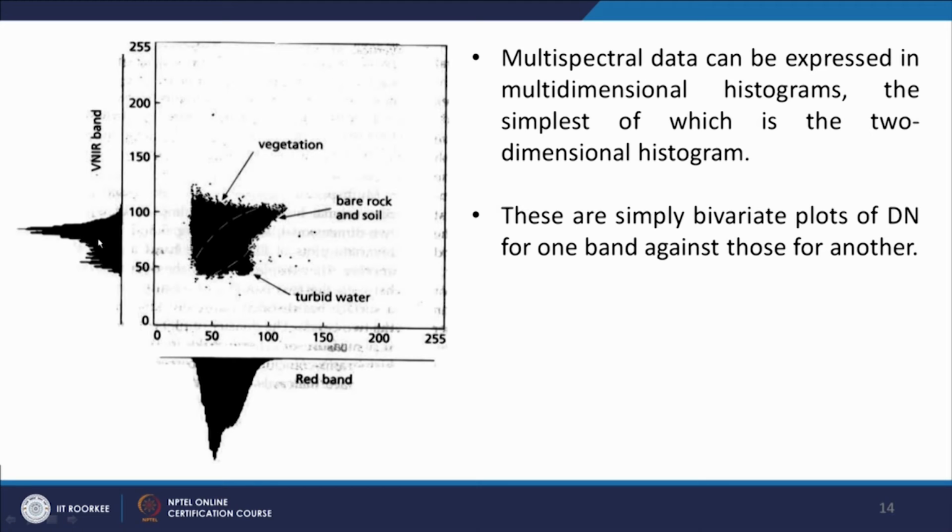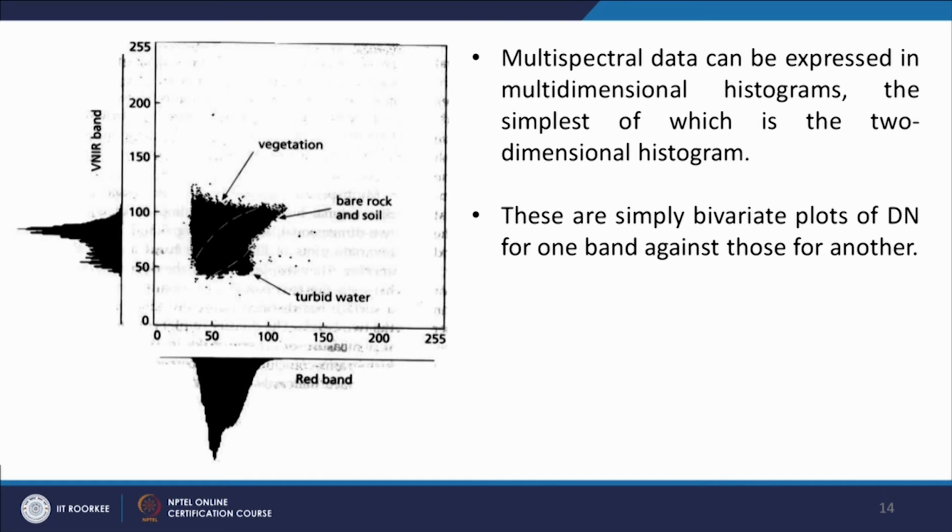So now the value which has, say, a pixel value of 100 in one band and a value of, say, 50 in the red band would be plotted somewhere here. So instead of having bars, in a scatter plot you will have just a point which corresponds to the pixel values in both the bands which are present there.